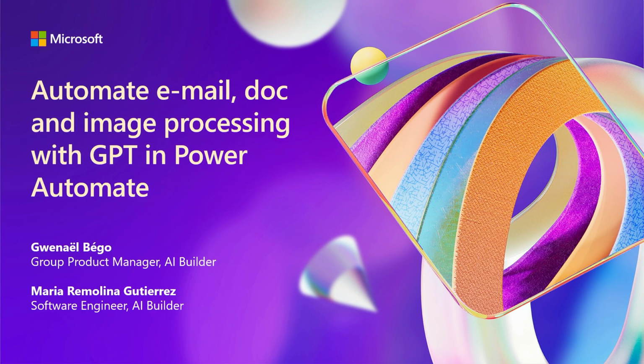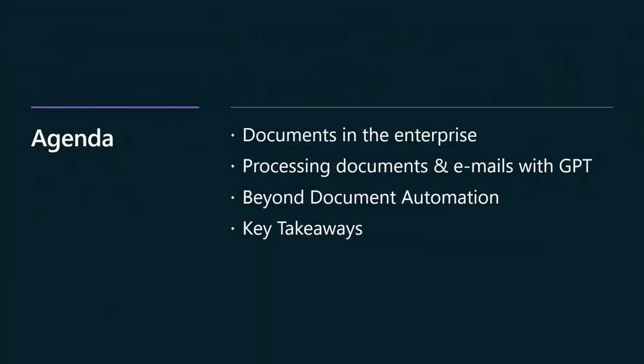Welcome to this session that is focused on how you can use GPT AI actions to automate email, document, and image processing in the Power Platform, in Power Automate in particular. My name is Gwenael. I lead the AI Builder product team. I'm joined by Maria, software engineer. And we have an action-packed program for you today.